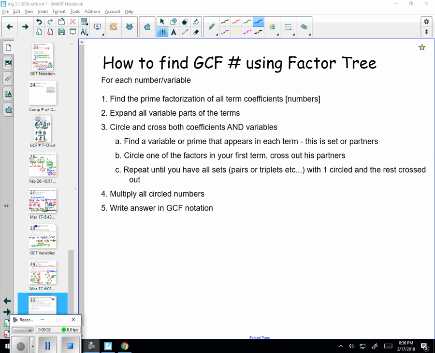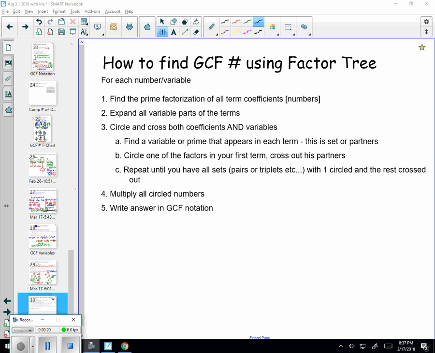How to find GCF using factor trees. To find the greatest common factor, or GCF, using factor trees, there are 5 steps. 1. Find the prime factorization of all term coefficients, the number part. 2. Expand all variable parts of the term.